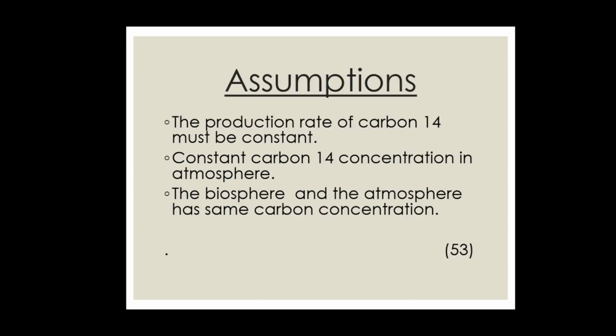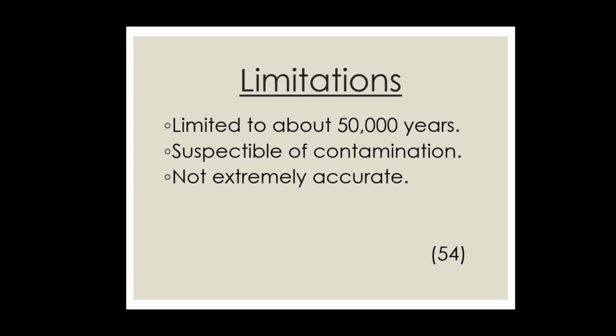Next, we are going to see the assumptions on which radiocarbon dating is used. The first one is that the production rate of carbon 14 must be constant. The carbon 14 must be produced in the past the same as now. The second one is the constant carbon 14 concentration in the atmosphere, that is, the atmosphere must also have had the same carbon 14 concentration in the past as now. And the third one is that the biosphere and atmosphere have the same carbon concentration. The biosphere has always had the same overall carbon 14 concentration as the atmosphere. This is because there is a rapid transfer of carbon 14 atoms from the atmosphere to the biosphere. Hence, they should maintain a constant carbon concentration both in the atmosphere and in the biosphere. So these are the three assumptions on which radiocarbon dating is used.